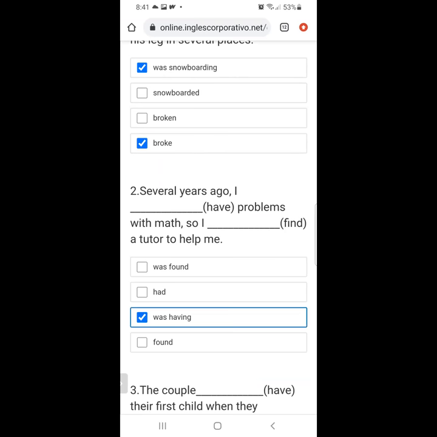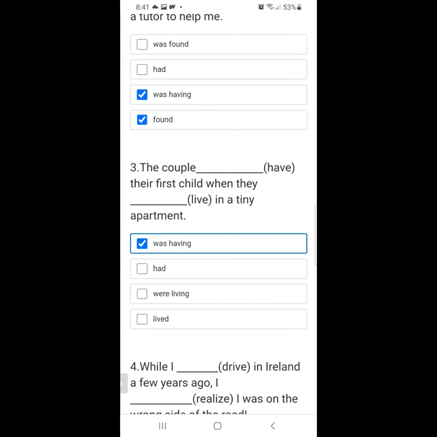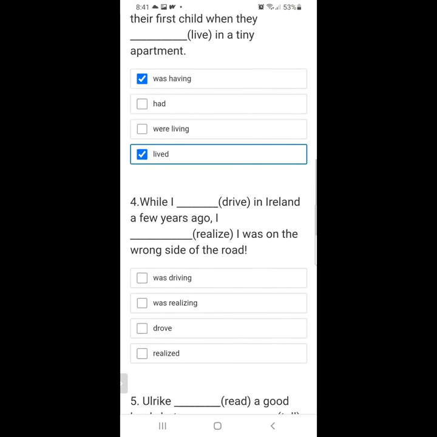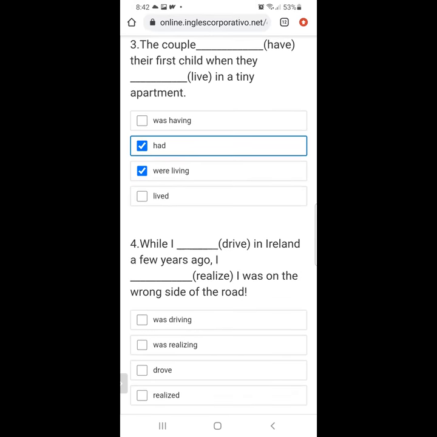Problems with math, so I found... The couple was having their first child when they lived in a tiny apartment. No, in that case, the couple were living... Ah, okay. No, the couple had their first child when they were living in a tiny apartment. Ah, okay. Ah, sí, es cierto. Sí, en esa también me equivoqué yo. Okay, gracias.